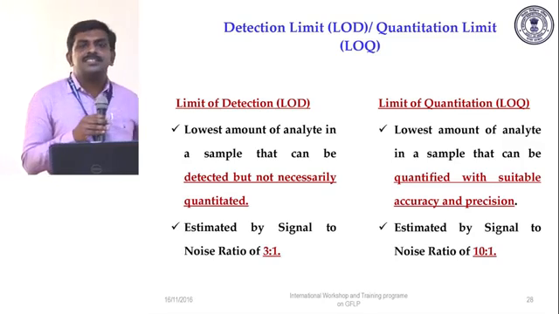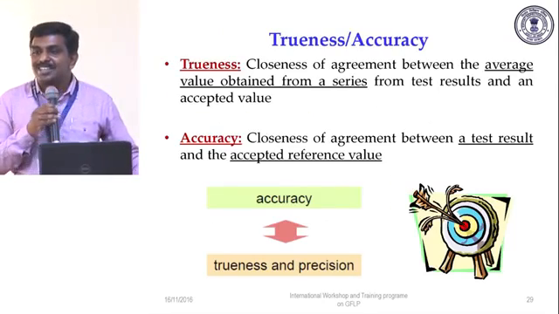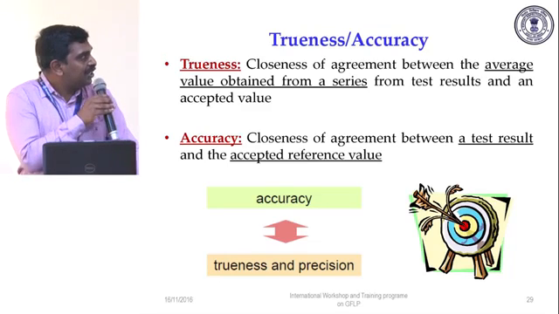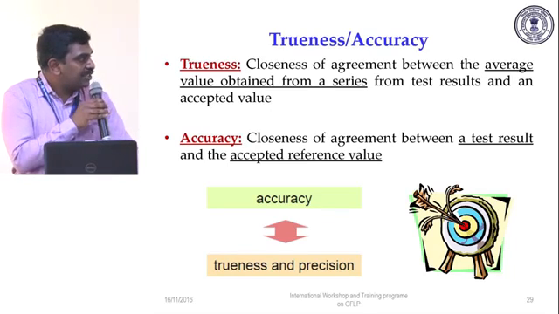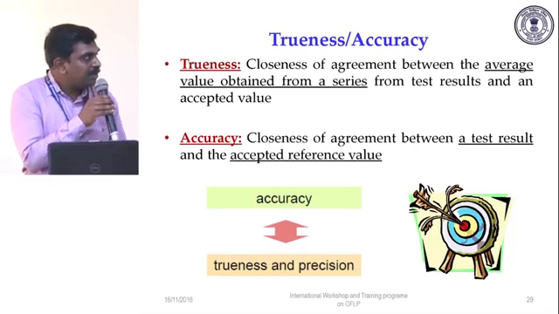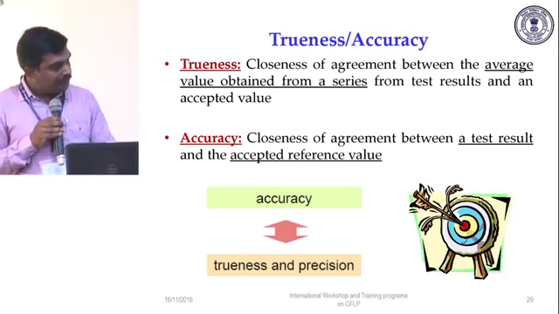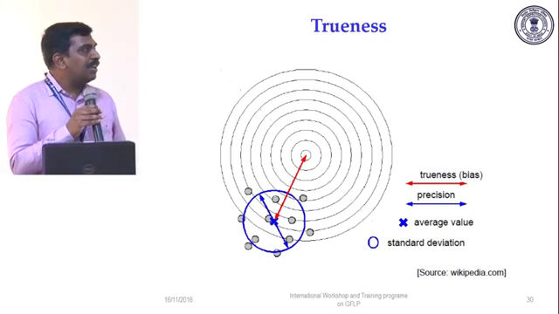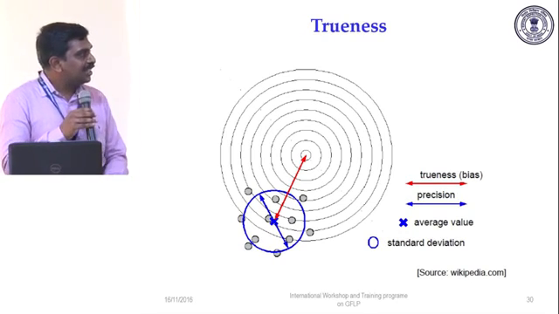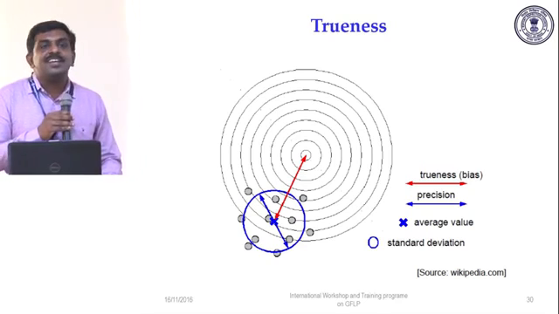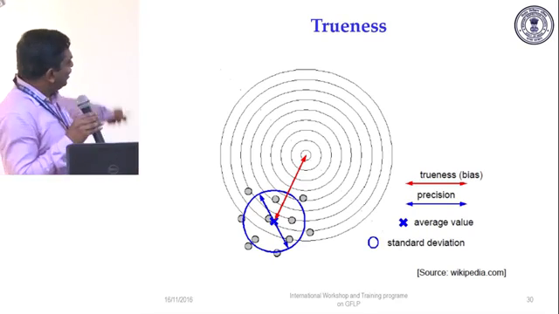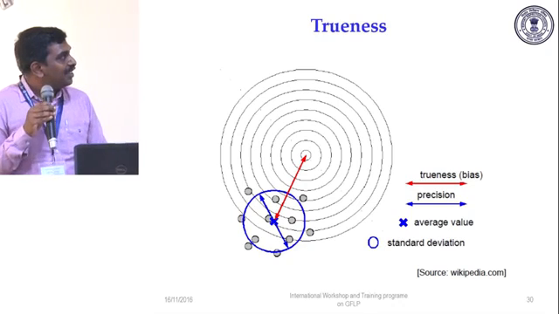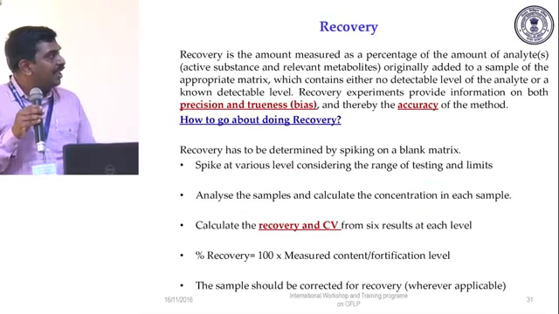Again, I think this is heard by everyone sitting here. It's all trueness, accuracy: closeness of agreement between the average of an infinite number of results and a reference value. Then closeness of agreement between a test result and the accepted reference value. So just a slide to give an indication of what trueness is and where precision lies. In the past 2 days you have been hearing this, it's the same slides I'm just repeating. Then recovery is one thing.